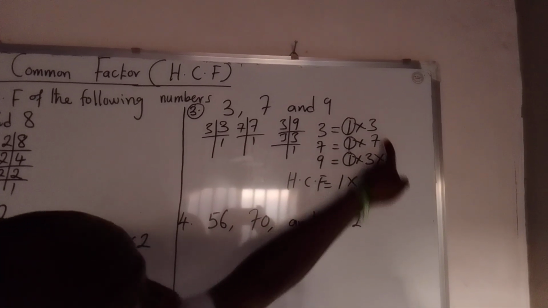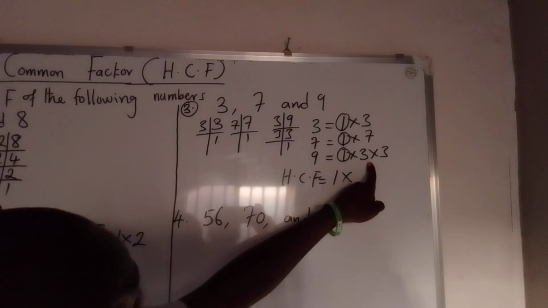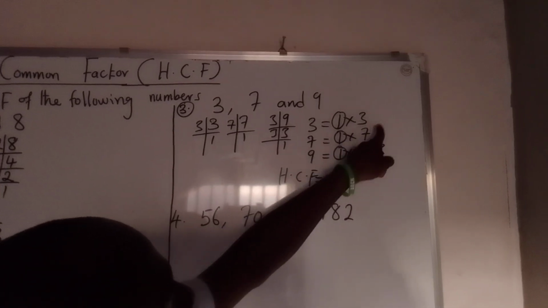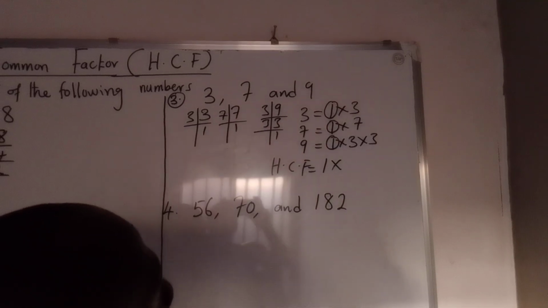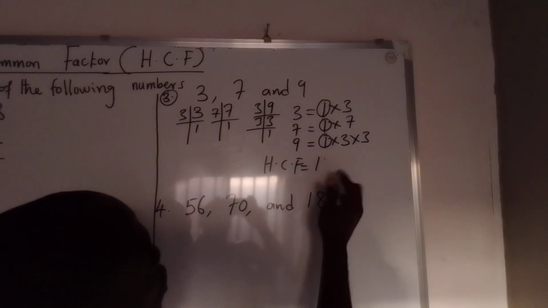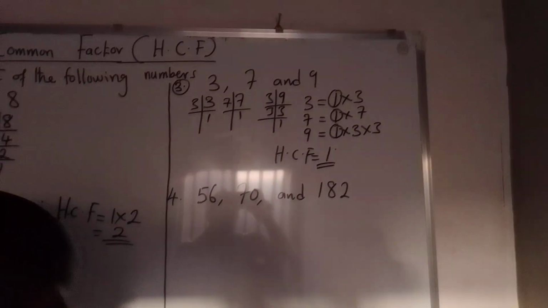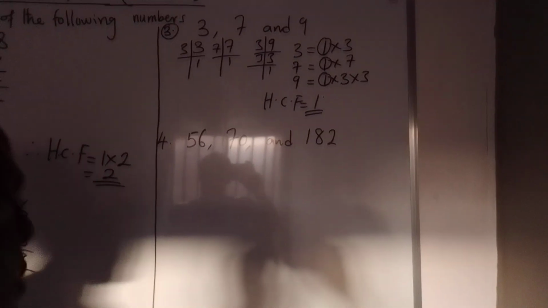Do we have 3 here? No. But we have 3 here. We don't pick it. The 3 must appear in all the 3 numbers before we pick it. There's 7 here, no 7 here, no 7 here. Therefore, our HCF is only 1. Because that's the only one that cut across all the 3 numbers.